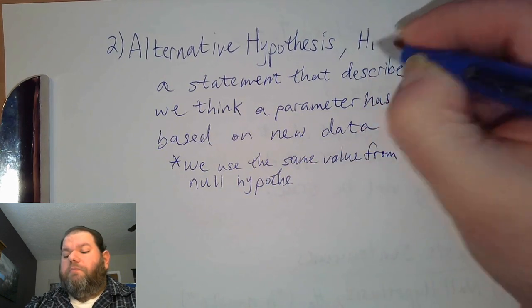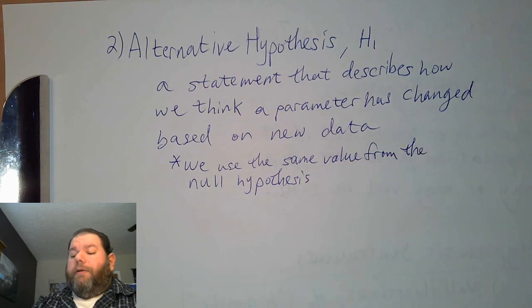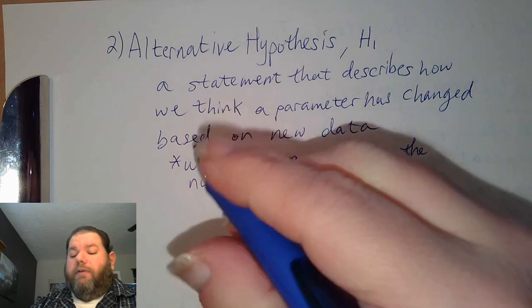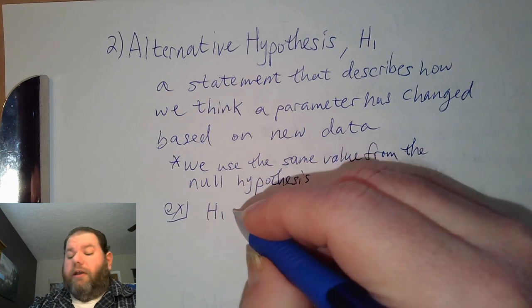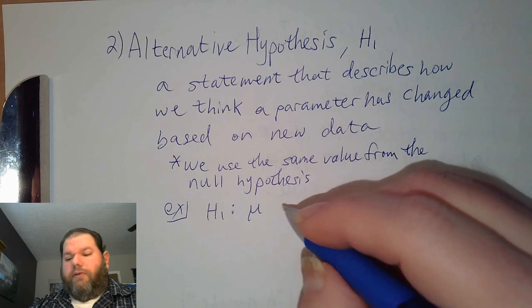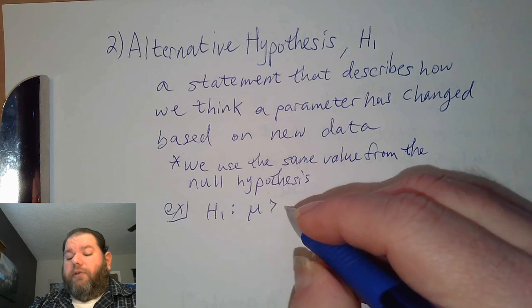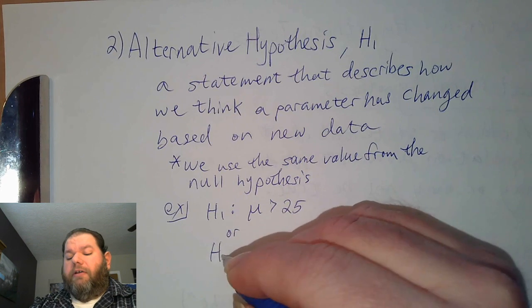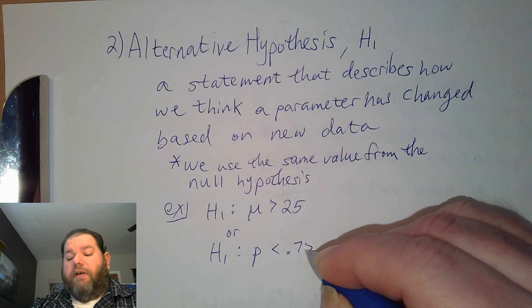Also, the alternative hypothesis is H1. I should have mentioned that already. So we have H naught and H1 as our null and alternative hypotheses, respectively. As an example, H1 could be written as, previously we said mu was, I think on the previous page I said, 25. So we may say, okay, mu, we think that's greater than 25 now. Or we might say our population proportion P is now less than 0.75.